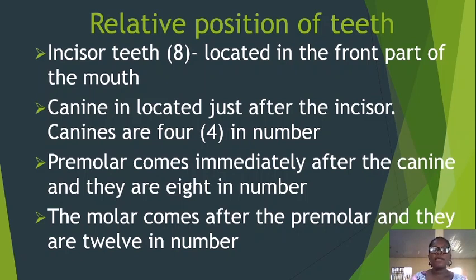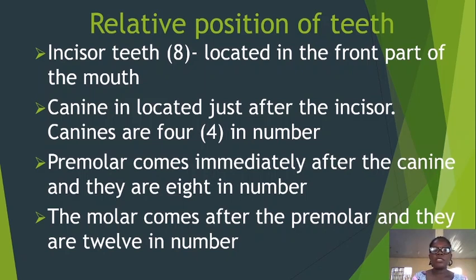We also have the next one, which is the canine. Where is the canine located? It is located just after the incisor, which I'm going to show you very soon in my image. And they are 4 in number. That means there are 2 up and 2 down. So if you add 2 to 2, it will give you 4. The next one is the premolar, which comes immediately after the canine, and they are 8 in number. That means the upper jaw has 4, while the lower jaw has 4.